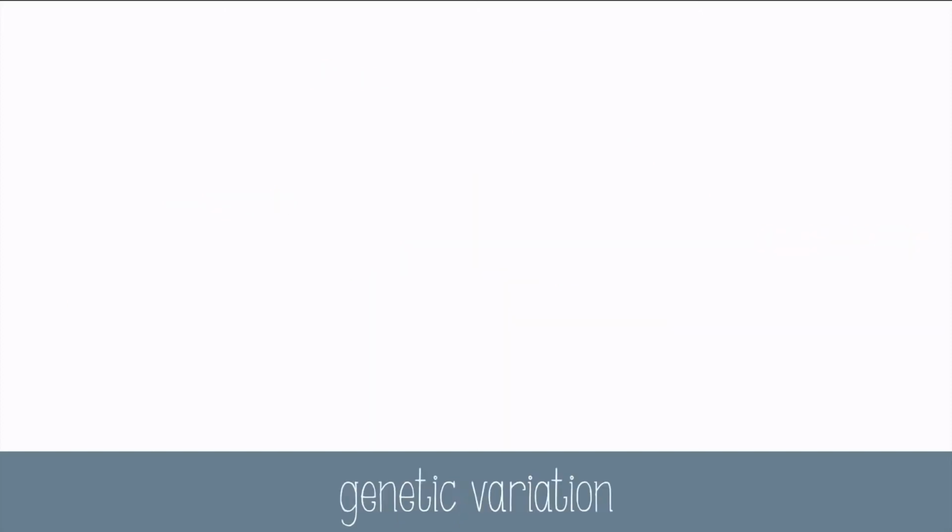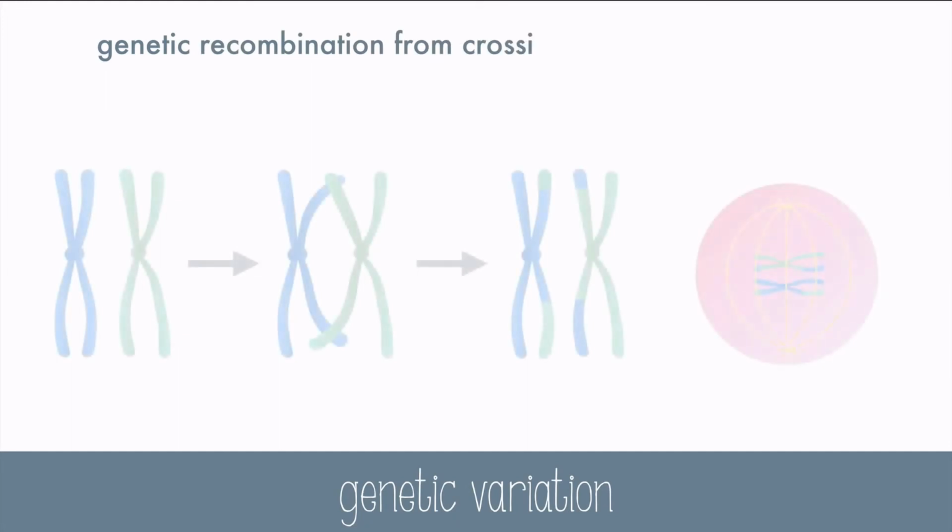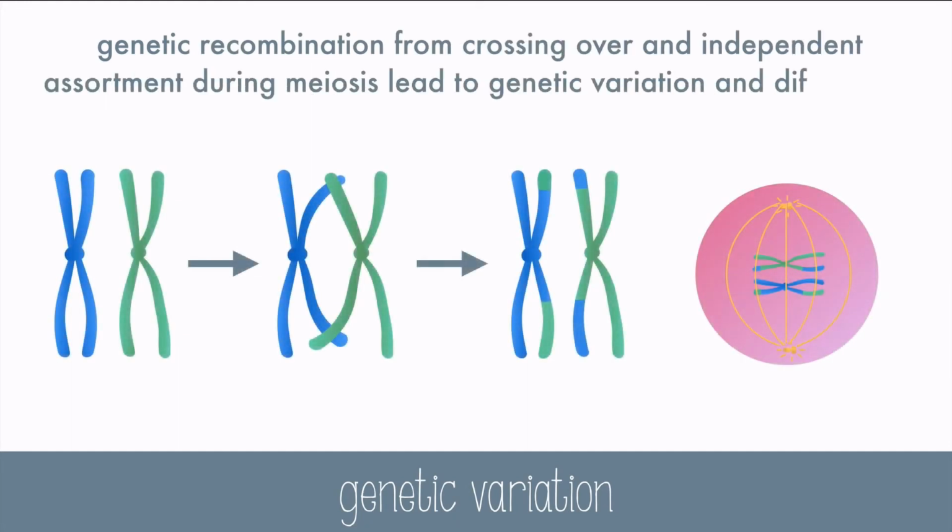Not every cell created by one individual is the same. In fact, they're all very different. Genetic recombination from crossing over and independent assortment during meiosis lead to genetic variation and differences in each sperm and egg. This is why brothers and sisters don't all look identical.